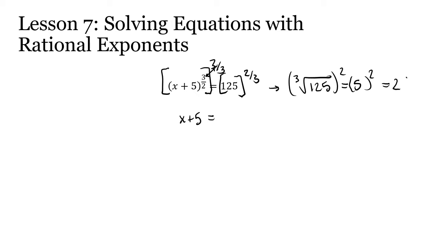And that equals 25. So I get 25 here on the right, then I subtract 5 on both sides, and that leaves me with x equals 20.